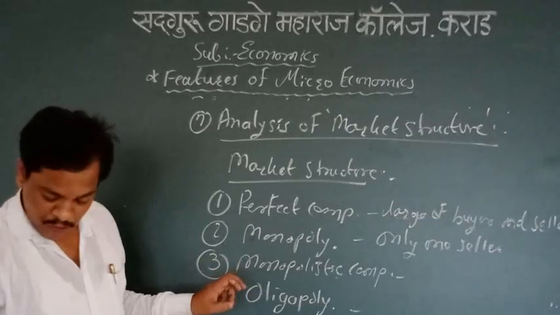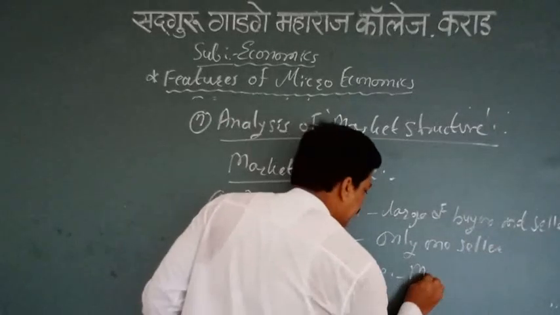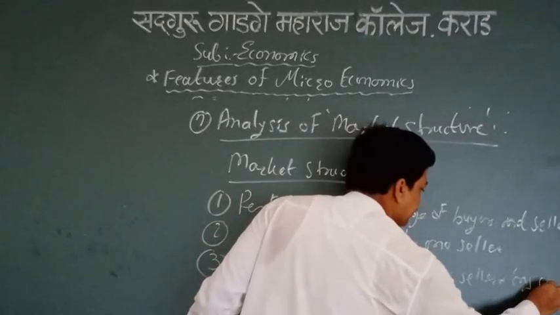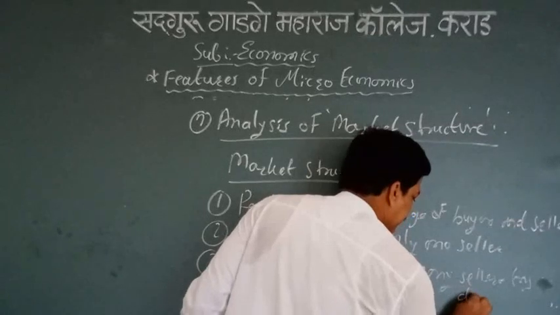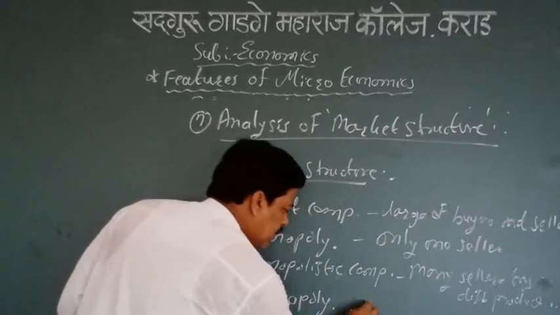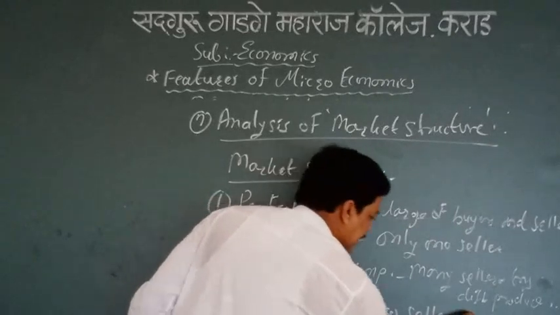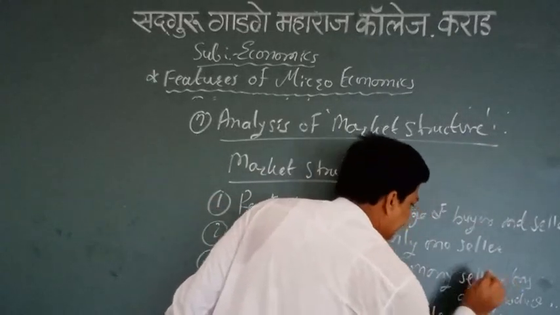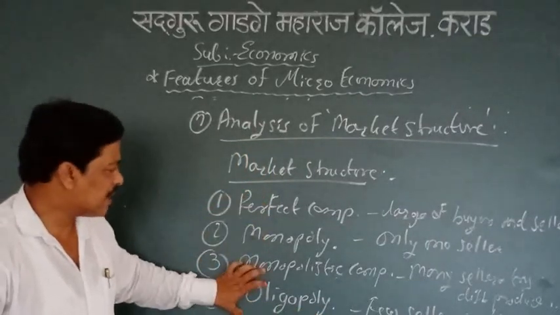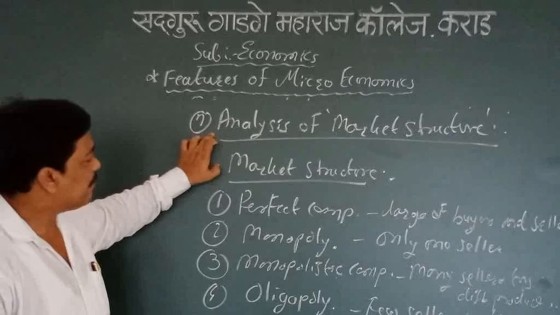For monopolistic competition, many sellers try to capture the market by different products. And in an oligopoly market, not only one but a few sellers are there. So very briefly, I discussed perfect competition, monopoly, monopolistic competition, and oligopoly. Try to understand these terms and then study analysis of market structure. With the help of microeconomics, we are going to make an analysis of market structure.